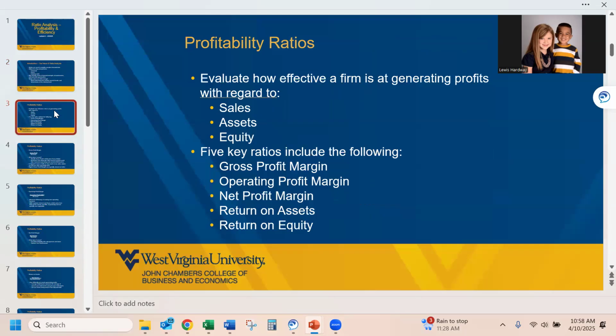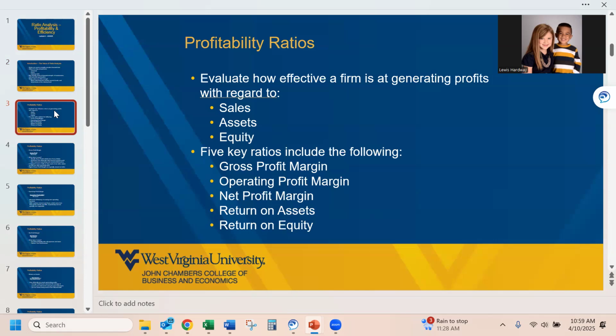I want to talk about the profitability ratios first. Profitability ratios, as the name suggests, are talking about how effective a firm is at generating profits. How well are they conducting their business and making money?